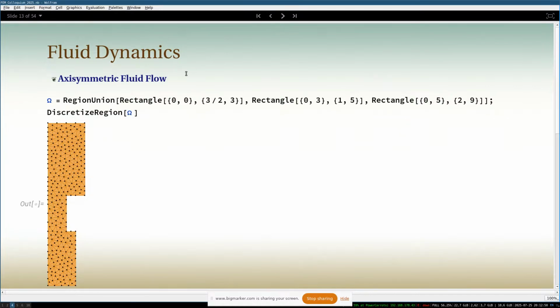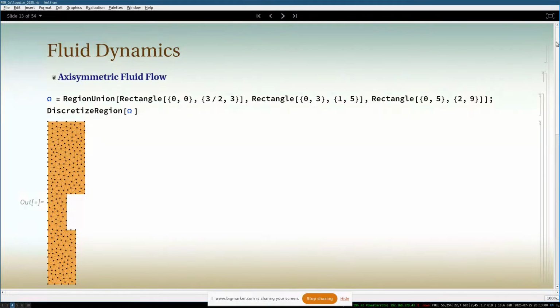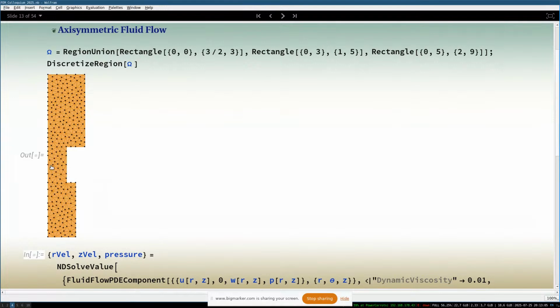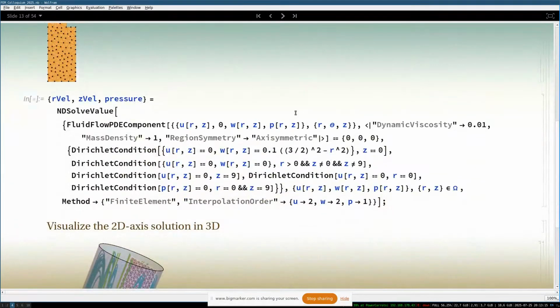The next thing that you're going to see in 14.3 is that we've added axisymmetric fluid flow. Fluid dynamics was the last regime where we didn't have an axisymmetric version. So here we have a 2D geometry of two pipes that are stuck together and compressed a bit here maybe. And then you can now use the fluid flow PDE component. V is zero, so the rotational velocity component is zero. It's axisymmetric, and W is the fluid velocity in the positive Z direction, and the pressure. Specify a viscosity and the density.